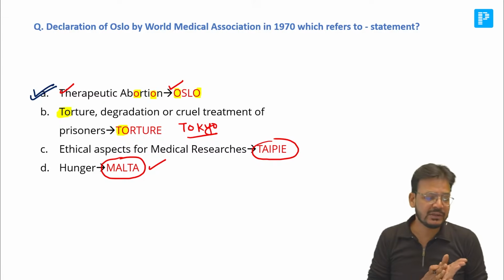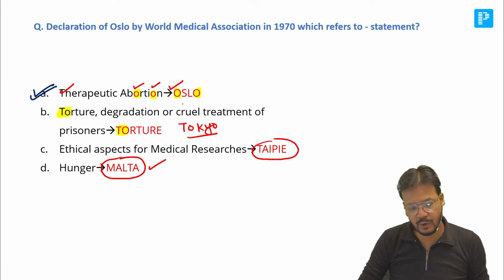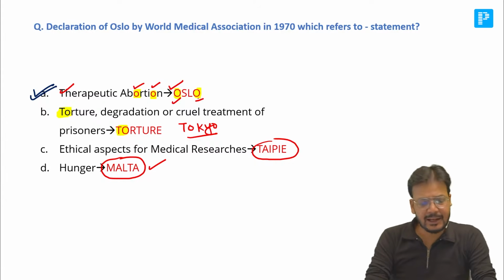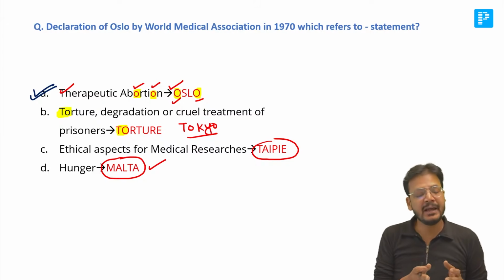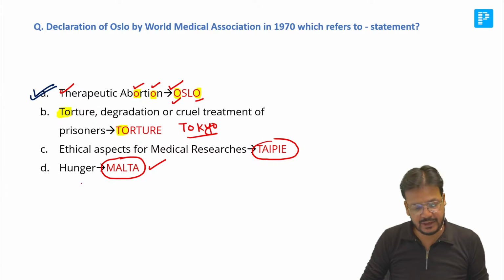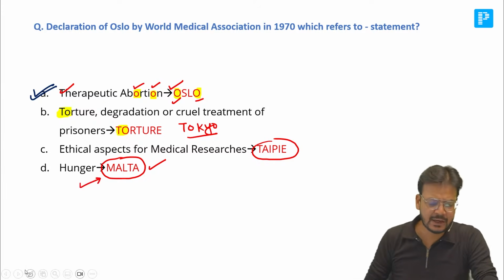So torture was in Declaration of Tokyo. Therapeutic abortion, double O, Oslo. Ethical aspect of medical research in Declaration of Taipei. And hunger strike and role of a doctor, Declaration of Malta. You can remember by this trick: if you are hungry, you require Malta. That's very simple. These are the 4 declarations.